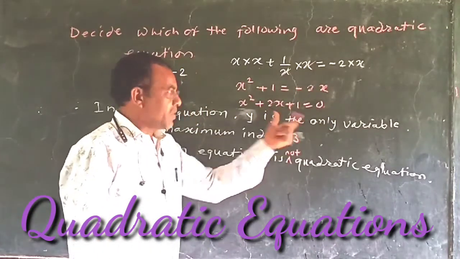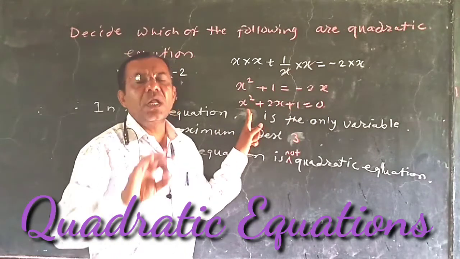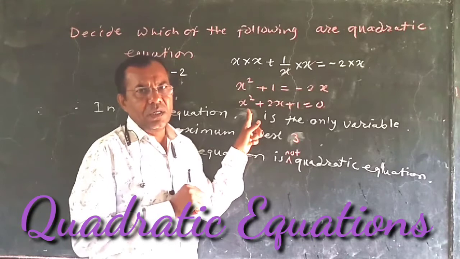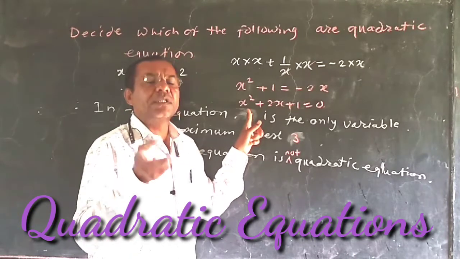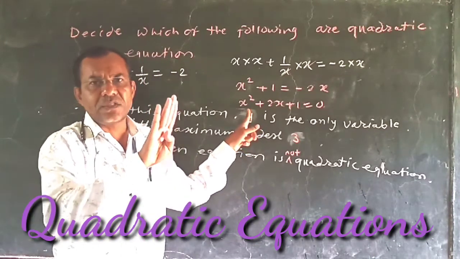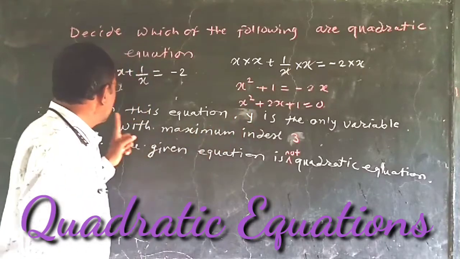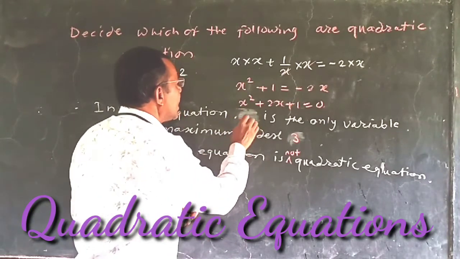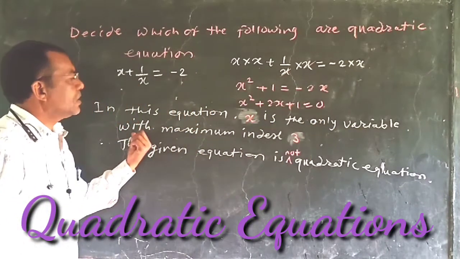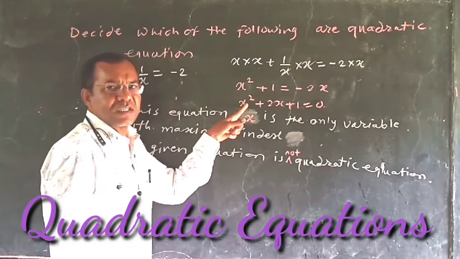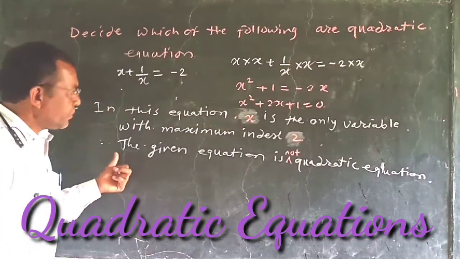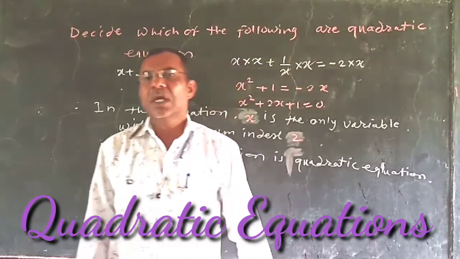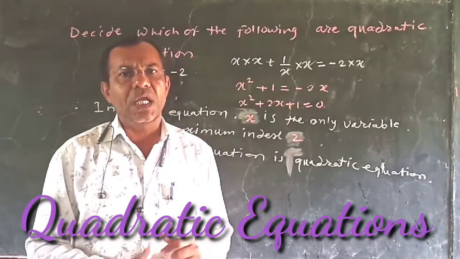It is an equation and you have to decide, is it a quadratic equation or not? How to decide? At first you have to see the equation containing one variable and its highest index is 2. Then this is a quadratic equation, otherwise it is not. Now you see here, in this equation y is not here. Which is the variable? x. We will write here x is the only variable with the maximum index. How much was the maximum index? 2. With the maximum index 2. Therefore, the given equation is a quadratic equation. In this way, you have to decide is it a quadratic equation or not.